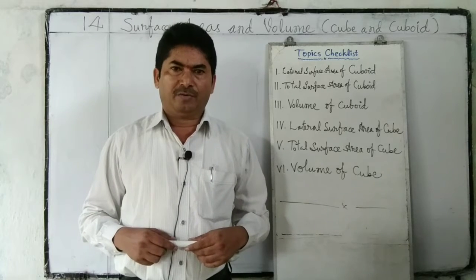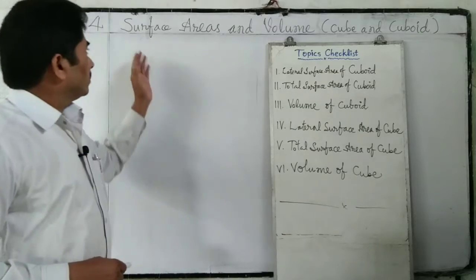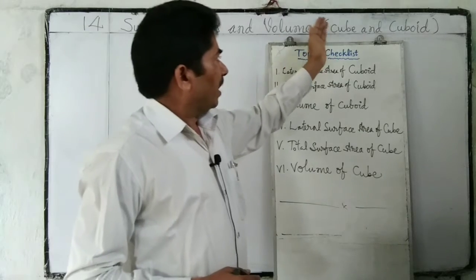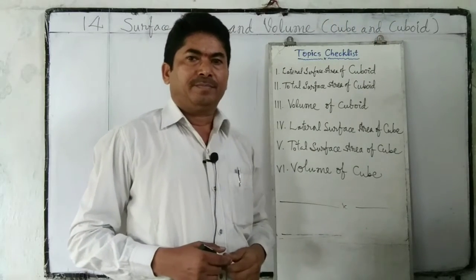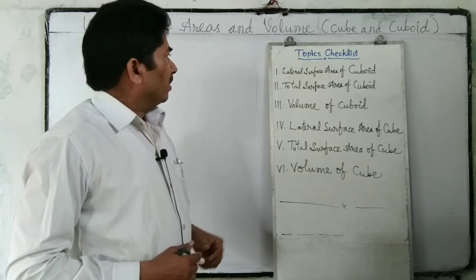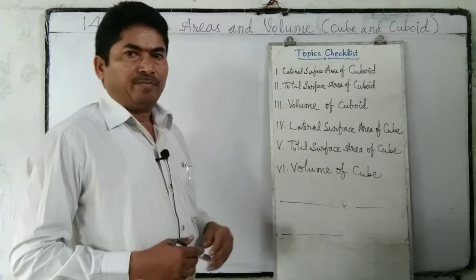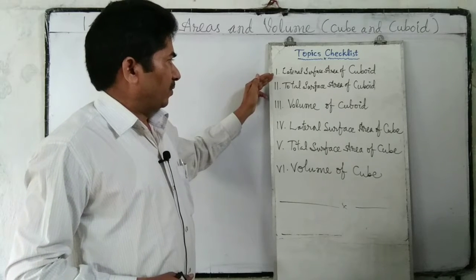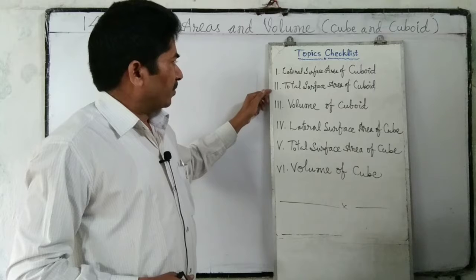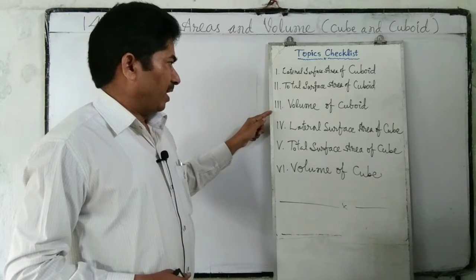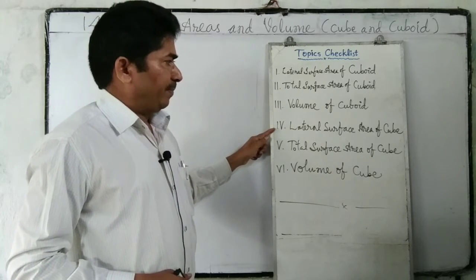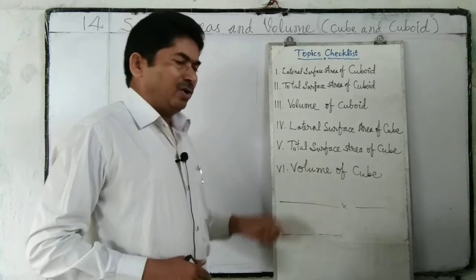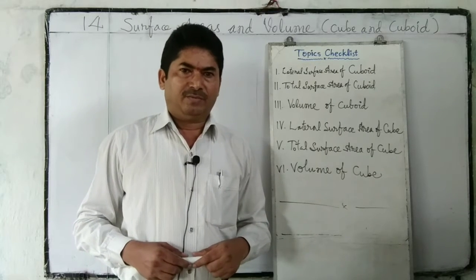Friends, in this video, I would like to teach you surface area and volume about a cube and a cuboid. In this cube and cuboid, we are going to learn lateral surface area of a cuboid, total surface area of a cuboid, volume of a cuboid, lateral surface area of a cube, total surface area of a cube, and volume of a cube. Let us learn one by one.